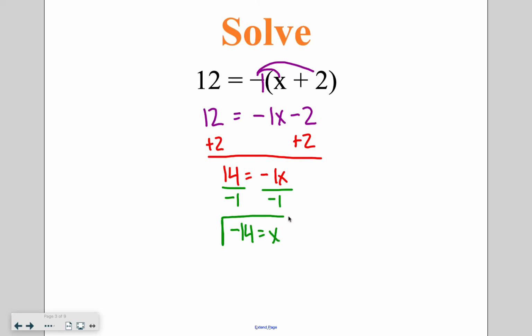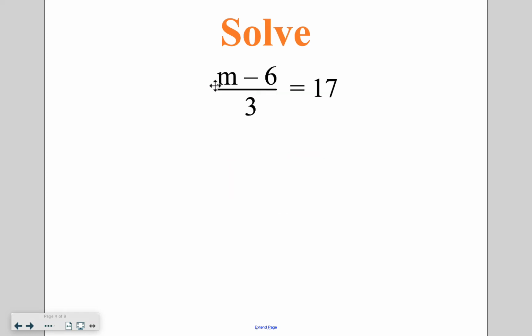As with all equations, you could plug that back in to check your answer. -14 plus 2 is -12 times -1 gives you an answer of 12. So it checks out.